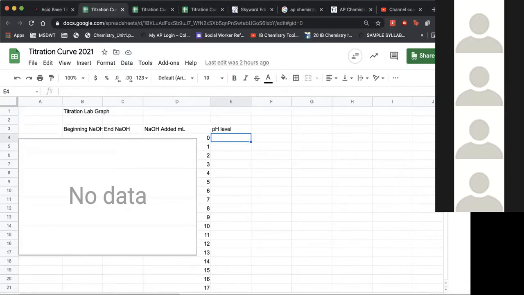And the other thing you'll want to do is you'll want to download this acid-base titration thing. Now, tomorrow we are doing a strong acid. Oh, I'm not sharing this. Hold on 1 second.